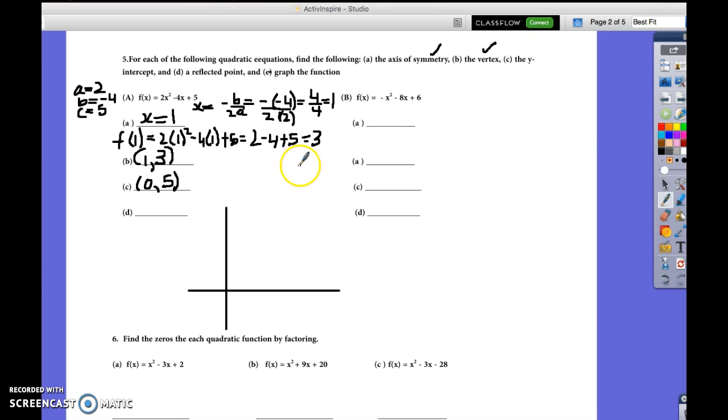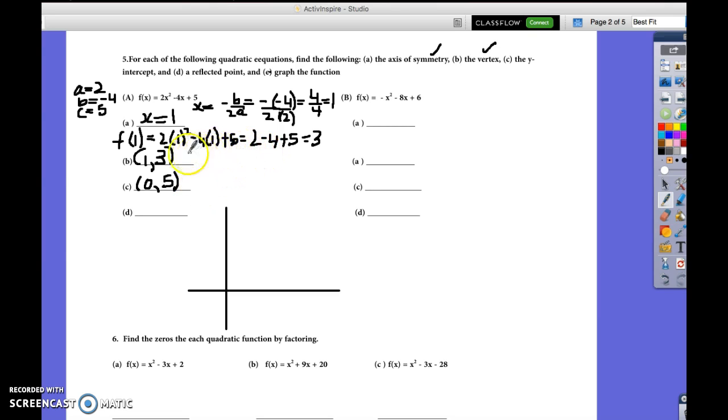Now what is left? Well, we already got the y-intercept, which is 0, 5, and finally we have to find a reflective point. So I'll show you that when we do the graph, what the reflective point is. So let's go ahead and do the graph.